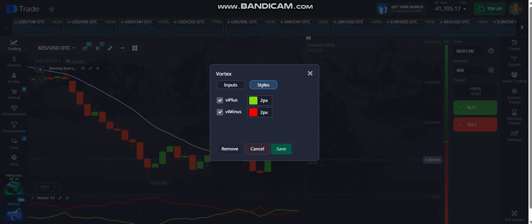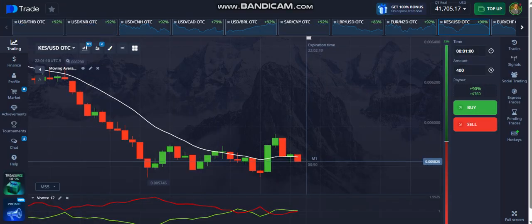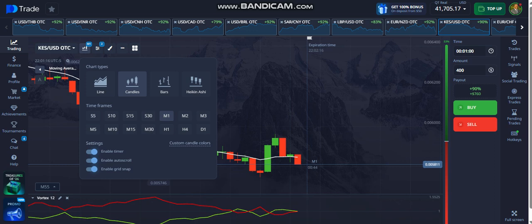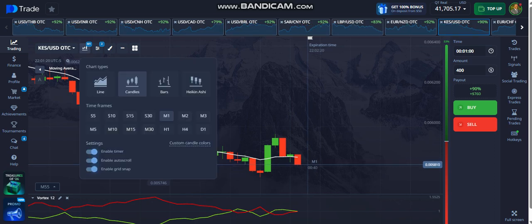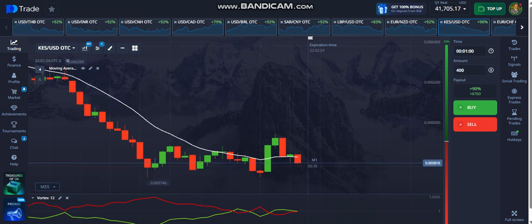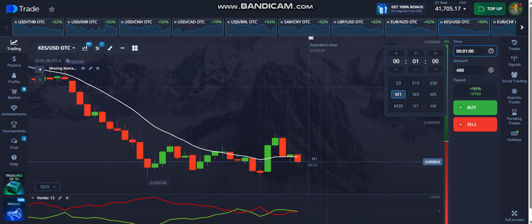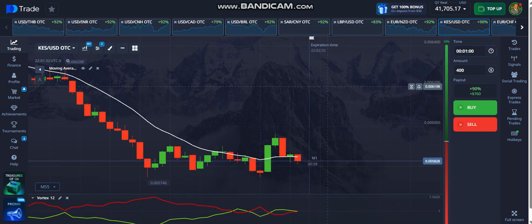In addition to that, my candlestick chart is set to 1 minute candles, 1 minute regular Japanese candles. And I'm going to be taking my trade timer set to 1 minute, so I'll be taking 60-second trades. So let me pause the video and look for some setups.